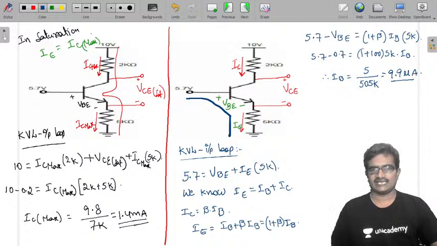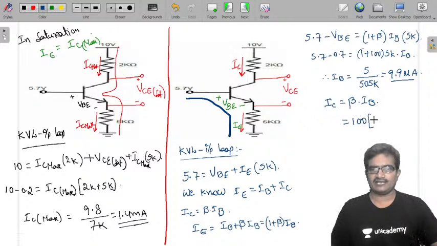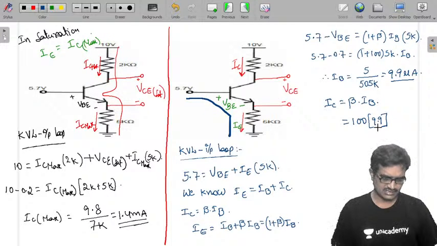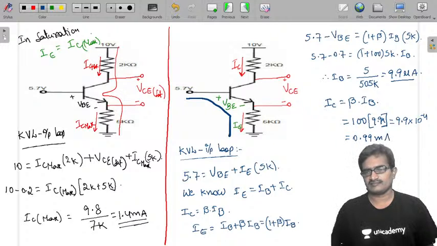9.9 microamperes. That is the IB value. Now IC is beta times IB. Beta is given as 100, into 9.9 micro, into 100. It is 0.99. See, this is 9.9 micro, so it is 9.9 into 10 power minus 4, which is 0.99 milliamperes. That is IC.